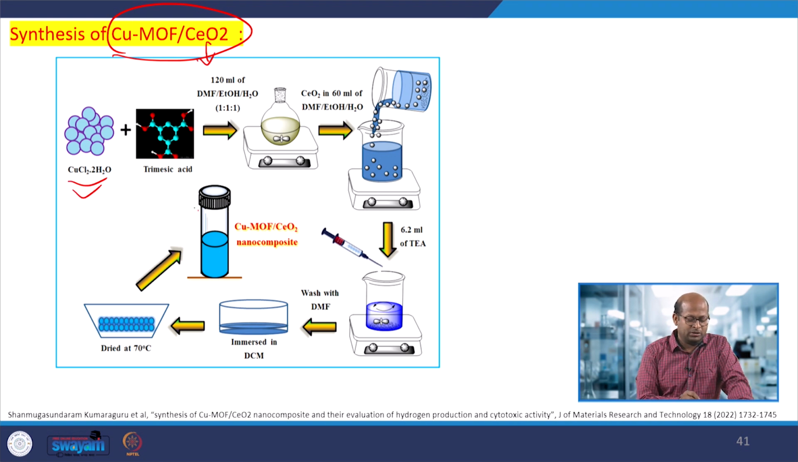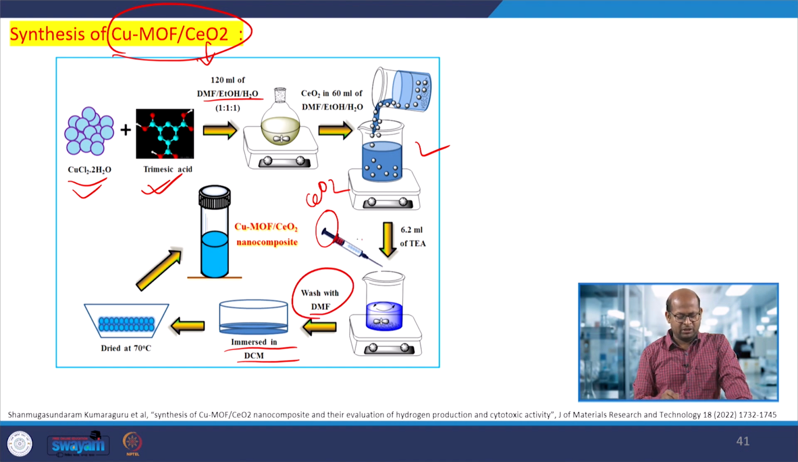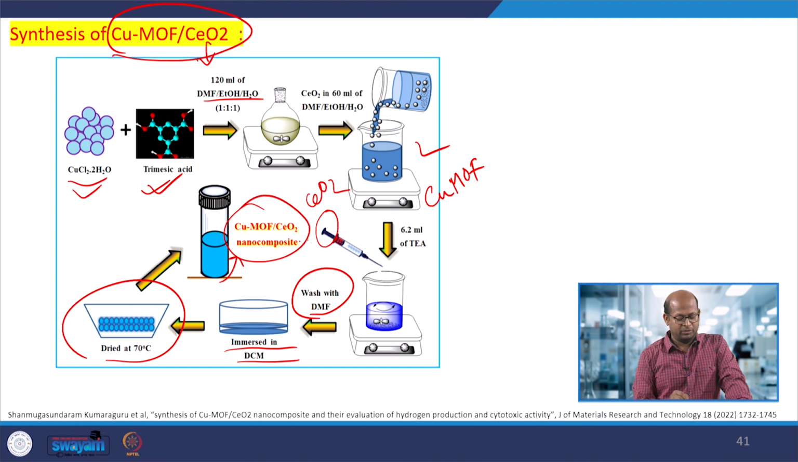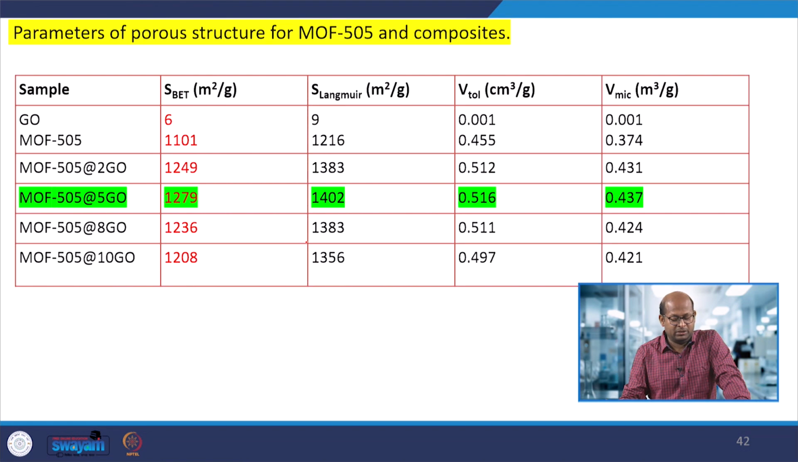So copper salts and trimesic acid were taken in solvent, and by the hydrothermal method we can prepare the copper MOF. Then we put ceria, CeO2, here and wash with DMF, which means this ceria would be mixed with that copper MOF, and then by washing and drying we can get copper MOF impregnated with cerium oxide, CeO2, nanoparticles. So we can say it is a nanocomposite.